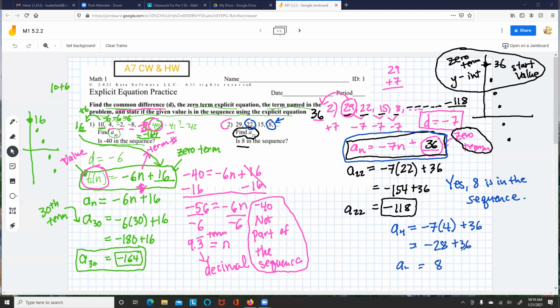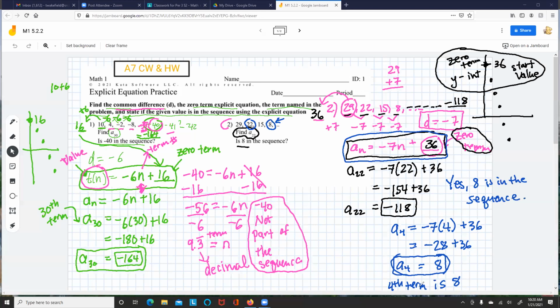So the fourth term, so I want to get used to this notation here. A sub 4, this means the fourth term, is 8. Okay, the fourth term here is 8. That is what that notation means that other books use.